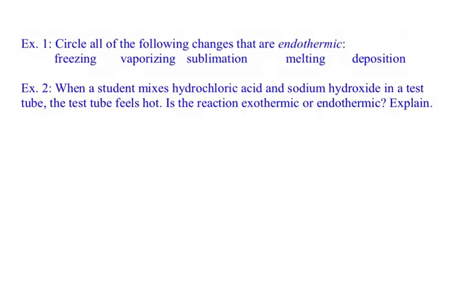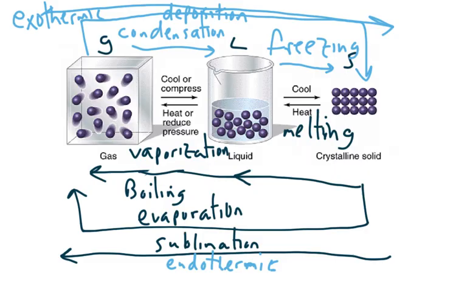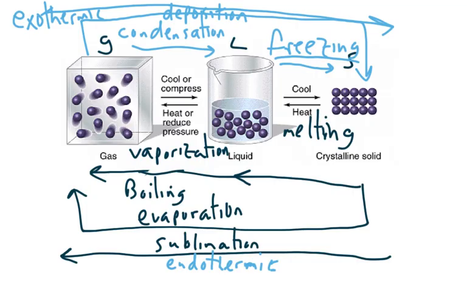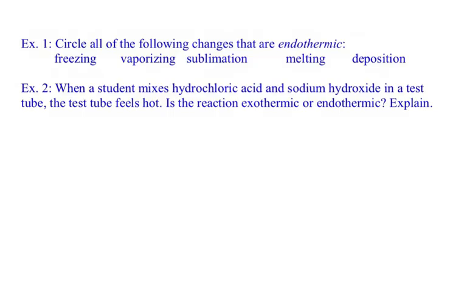So with that being said, using that chart I just made for you, circle all the following changes that are endothermic. So freezing, okay, freezing, if you look up here, in freezing, you are actually releasing heat. So the question was to circle the ones that are endothermic that require heat. So freezing is out of the question. Vaporizing. Well, vaporizing, if you look down here, vaporization, there is an input of energy to go from a liquid to a gas. So let me use a different color here. We're going to circle vaporizing.